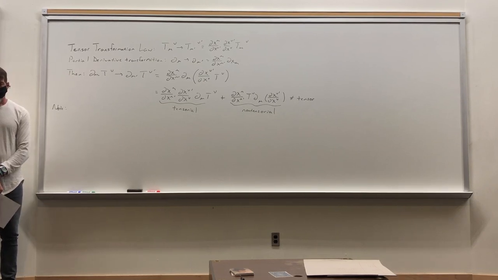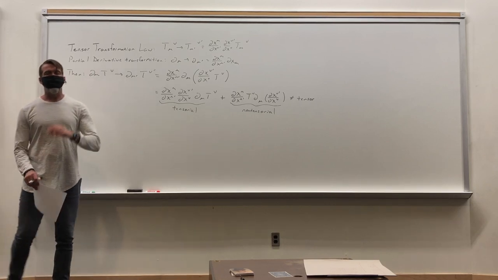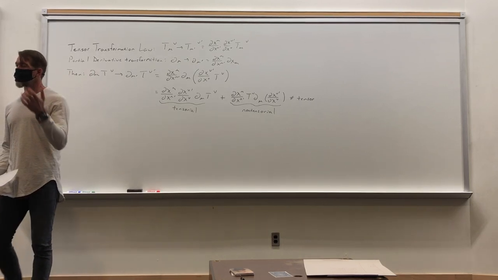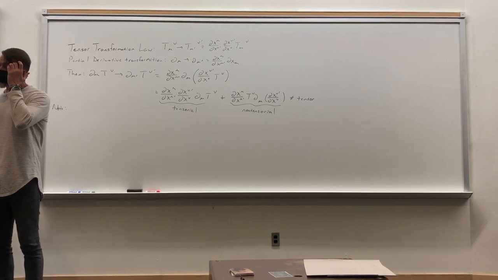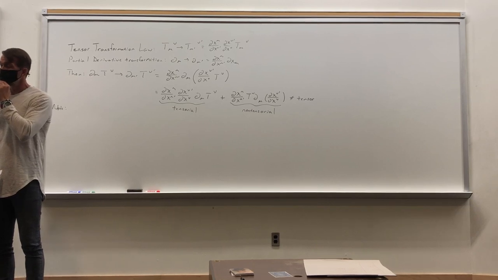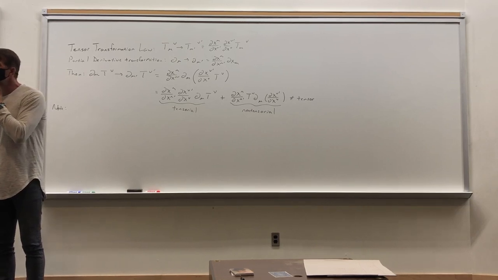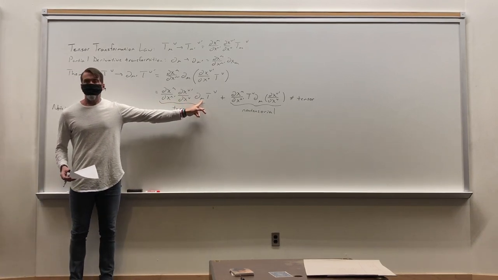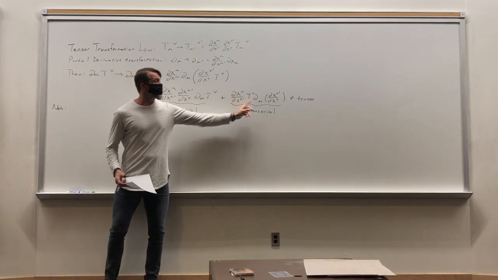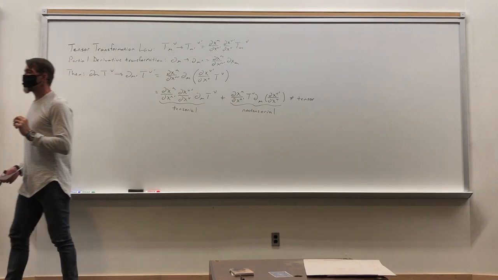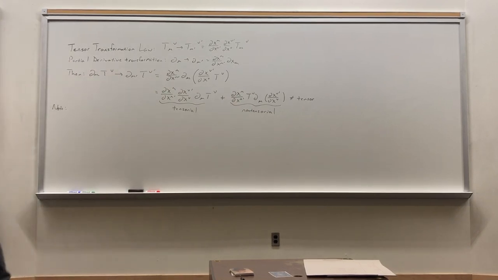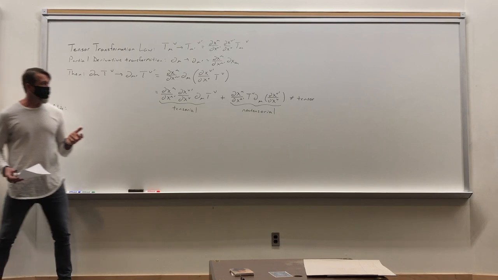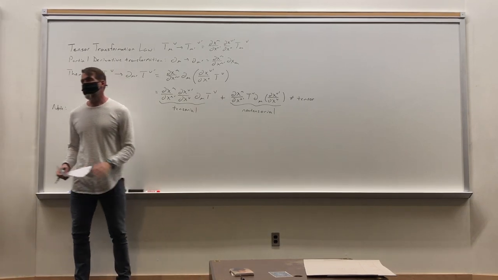Tensor of constant? What do you mean by constant? All of the components are just real numbers. Well, actually, what that would do is make this derivative zero, but the non-tensorial part might still be non-zero. And that's what's screwing it up. So how can I avoid having the non-tensorial part?